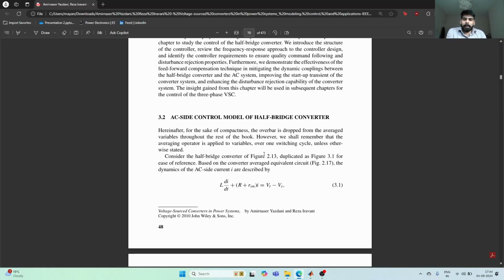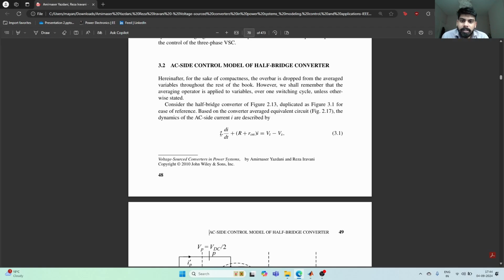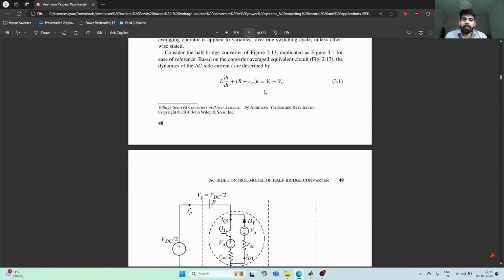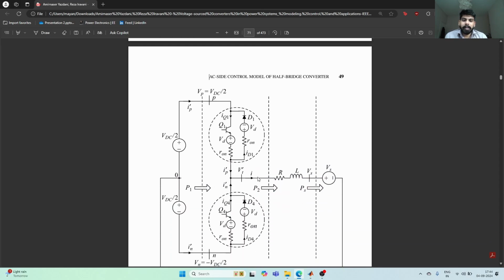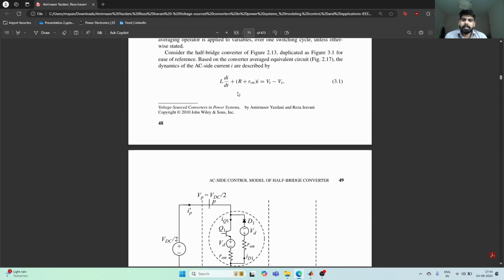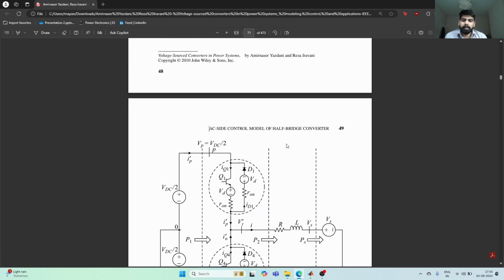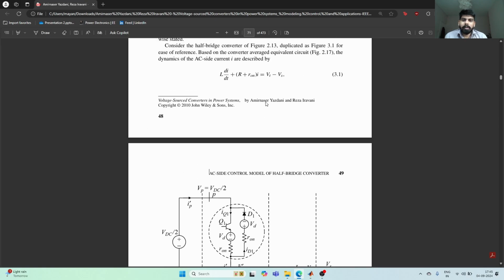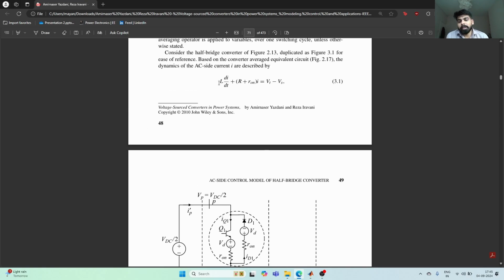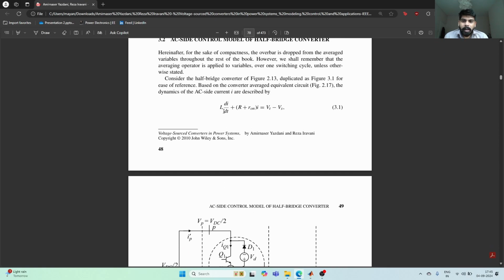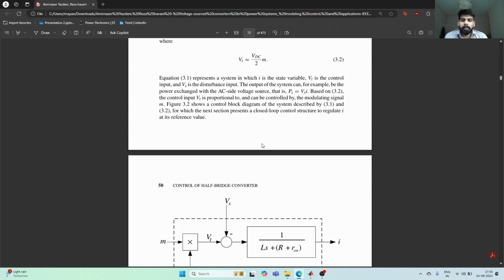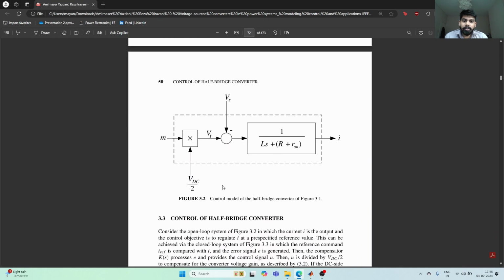So let's see, the first equation we see is defining the dynamics of our system. If we just write the voltage drop at this point, Vt minus Vs is L dI/dt plus (R plus R1) into I. So that's the normal dynamic equation of the circuit. And what they've done is they put it into an uncontrolled model.